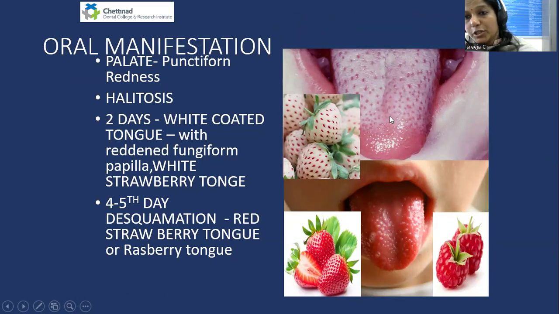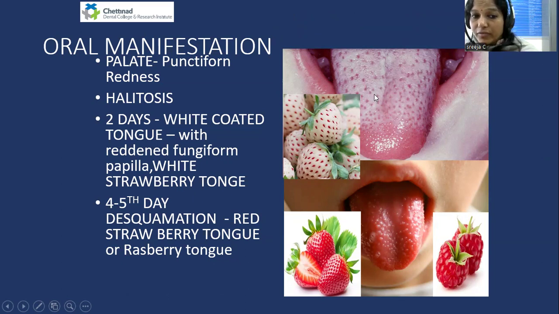The oral manifestations: the child usually has a coated tongue. There is a white coating on the tongue, and you also have the blebs of inflamed fungiform papillae seen along the coated tongue. So you have a white area with red dots on top of it. This is described as the white strawberry tongue.